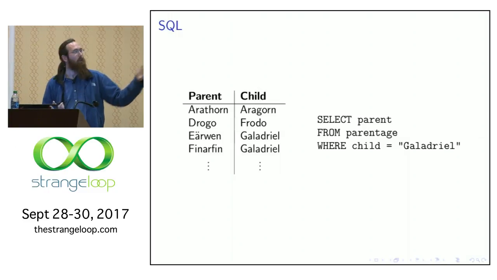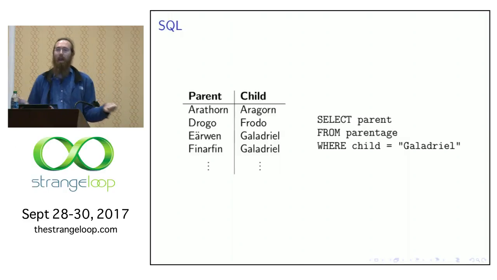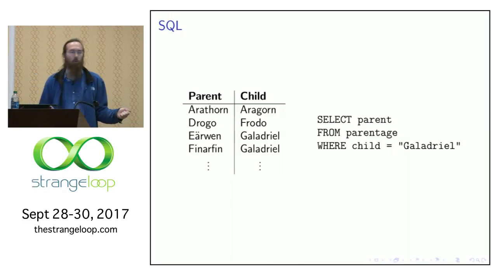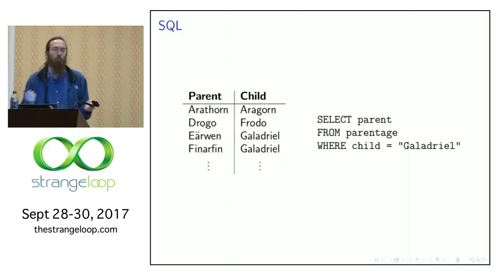And on the right is a query that you might use. In this case, it tells you who the parents of Galadriel are. Right, so it will return Eowyn and Finarfin.